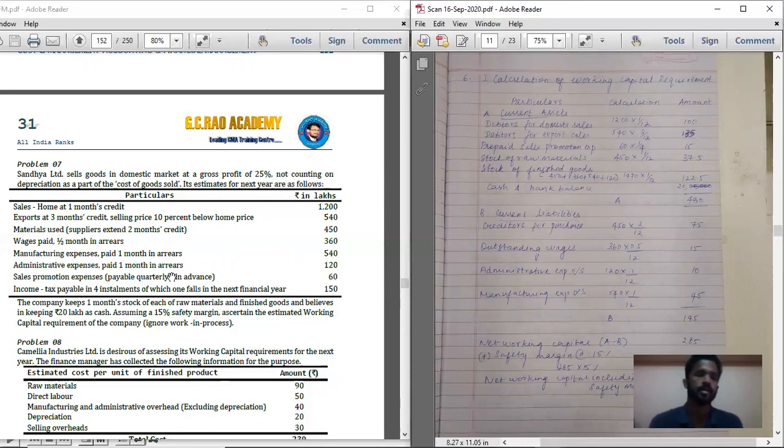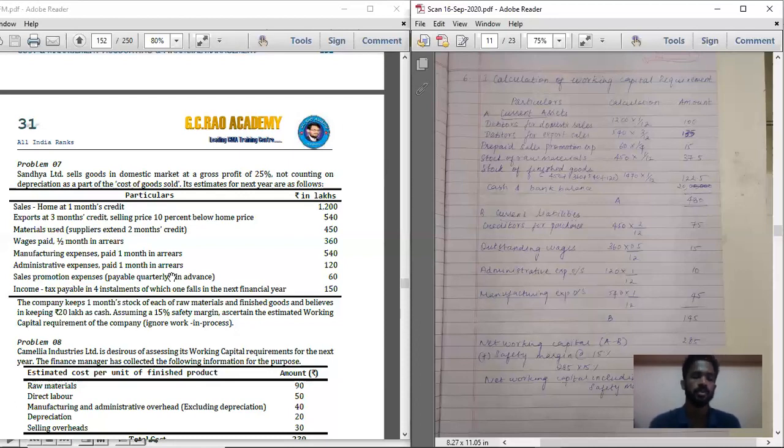Sales home at 1 month credit. That is, for debtors it has been allowed for 1 month, 1,200 lakhs. Export at 3 months credit. For export alone, they are giving 3 months credit because for exports they will gain some export incentives and all. Selling price is 10% below the home price. That is, if suppose home price is 100, then selling price for export is 90. So 540 lakhs is the total export value.